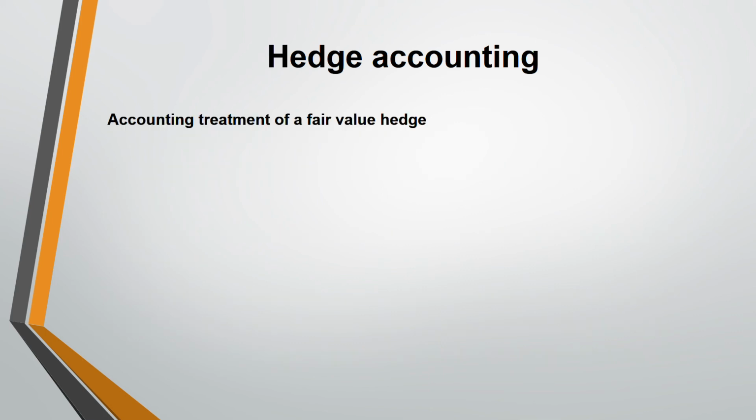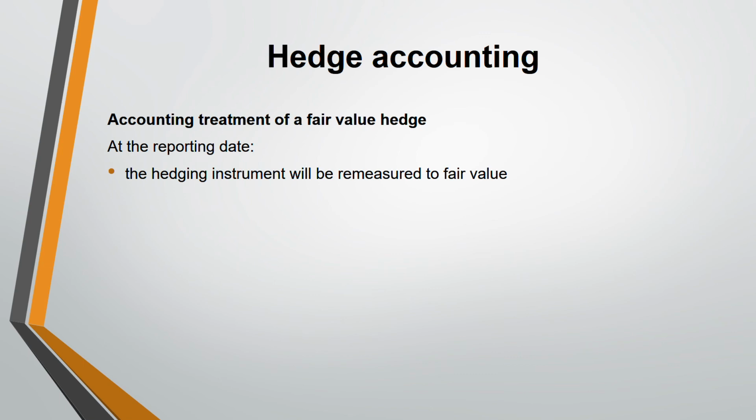Now, how do you account for a fair value hedge and how do you account for a cash flow hedge? This is very important. I have done a question on this, so make sure that you do questions on this too. Let us first go through the fair value hedge. At the reporting date, you remeasure the hedging instrument to fair value. That means the derivative, for example, futures or options that you are using, you have to measure at fair value.